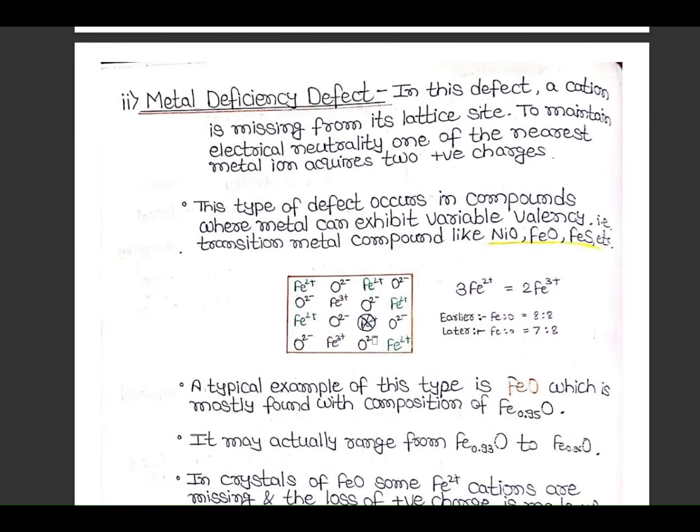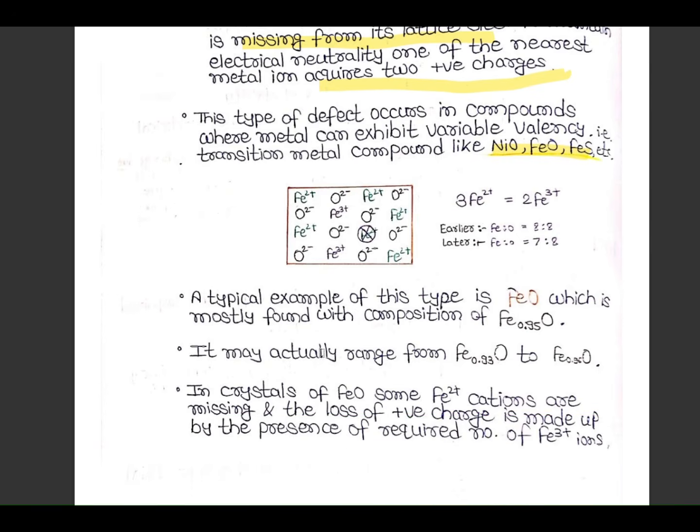Now let us come to the last topic, that is metal deficiency defect. In this defect, a cation is missing from the lattice site. To maintain electrical neutrality, one of the nearest metal ions acquires two positive charges. This type of defect occurs in compounds where the metal can exhibit variable valency, that is, transition metal compounds like NiO, FeO, FeS, etc. This is the illustration of the metal deficiency defect.